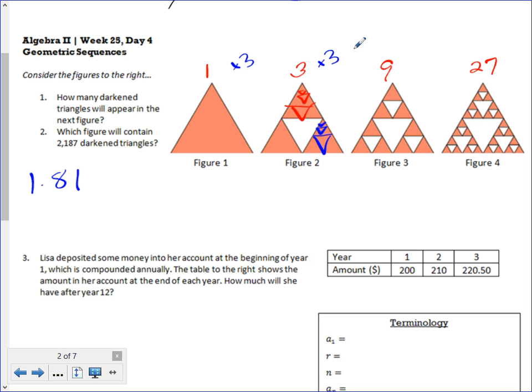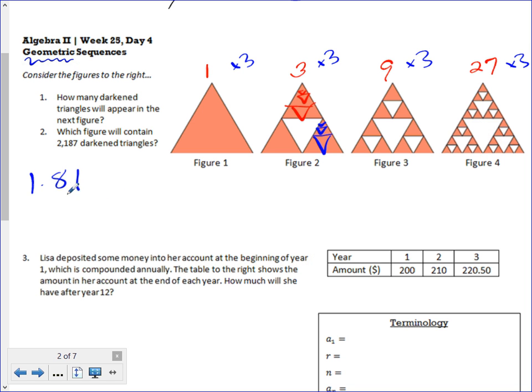So every step. Notice, what have we been doing? Monday, Tuesday, Wednesday. Have we done any multiplication? It's always been what? Add or subtract. So today, when I talk about geometric sequences, now I'm talking about multiplication.